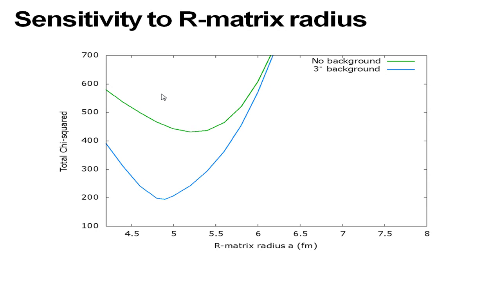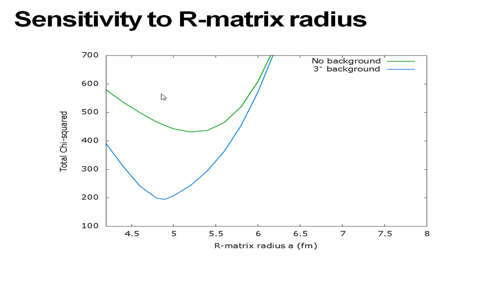And the center of the minimum shifts a little bit. Firstly, the chi-squared is a lot lower, right? So including this 3 minus background pole actually makes a very big difference to the chi-squared. It goes down by more than a factor of 2. But you still see that it depends very strongly on what the R matrix parameter is.